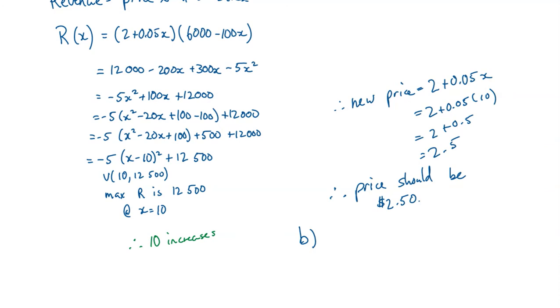B says, what is the maximum monthly revenue? Well, I've already figured that out. I could go ahead and plug it into the formula and figure that out, but it's right here in the final equation when I completed the square. So why not just use that? Max revenue is 12,500. So I just write it as a sentence, and I include units or whatever explanation. In this case, units is the dollars. But you have to write that out like a therefore statement.